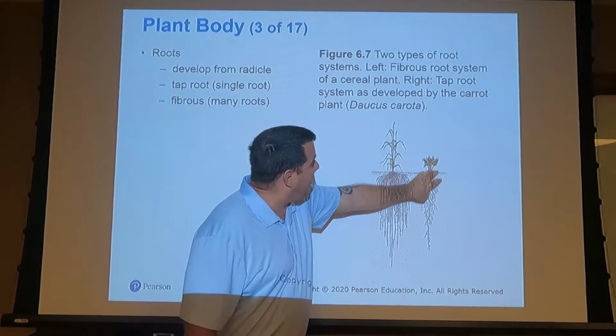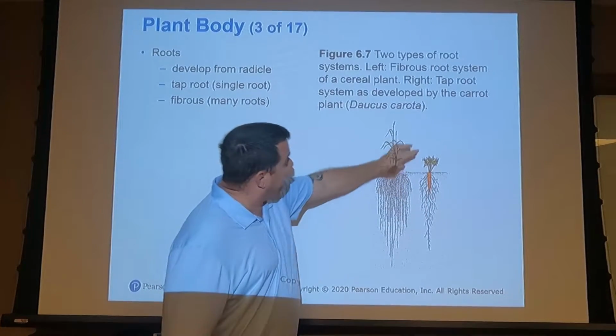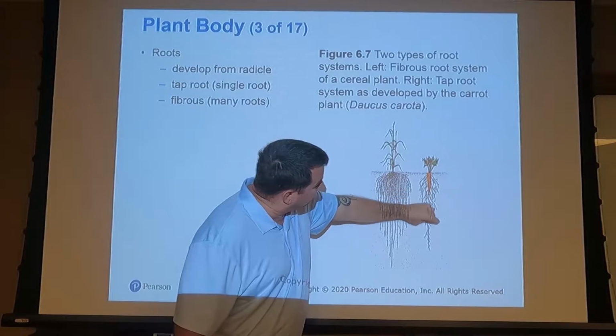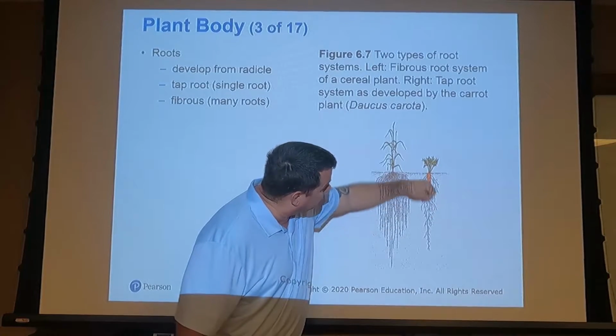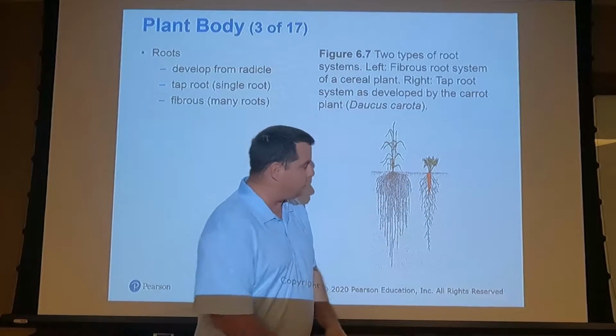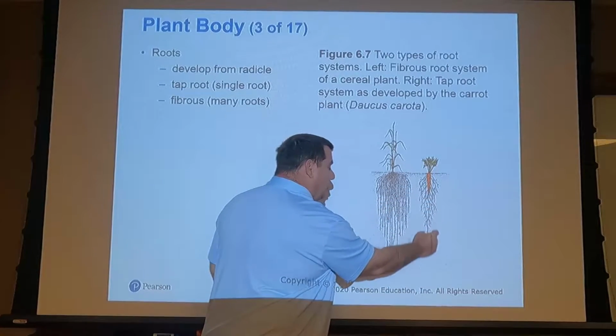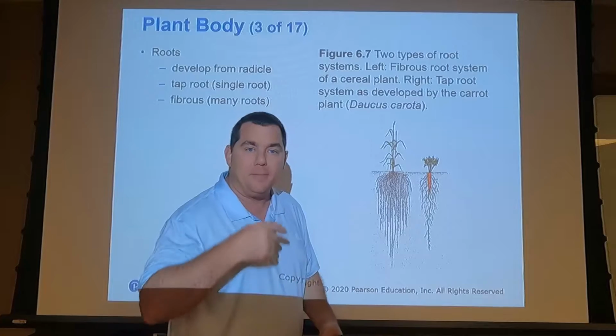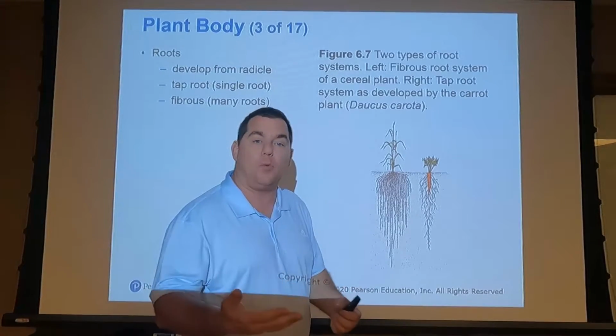And then we also have a carrot plant. And so you can see that this root actually digs down. It grows downward, not outward, in order to gain its nutrients. So there's a lesser volume of soil that can be mined for nutrients and water.